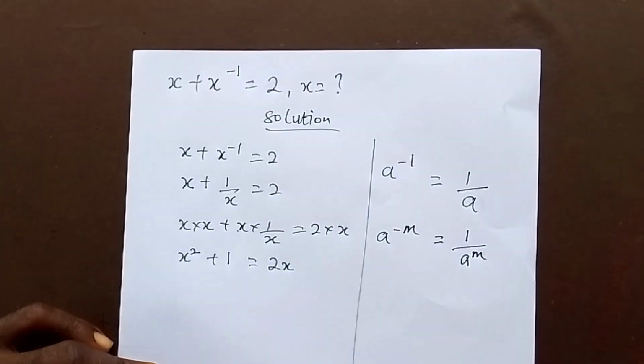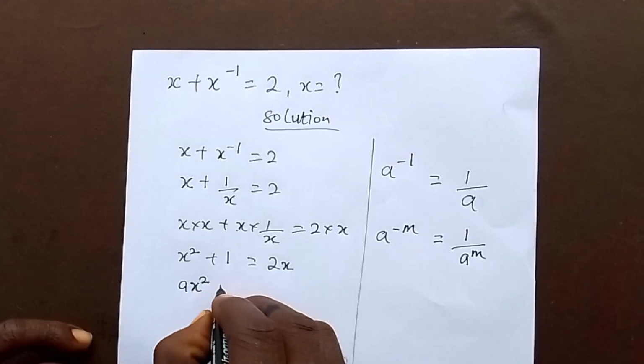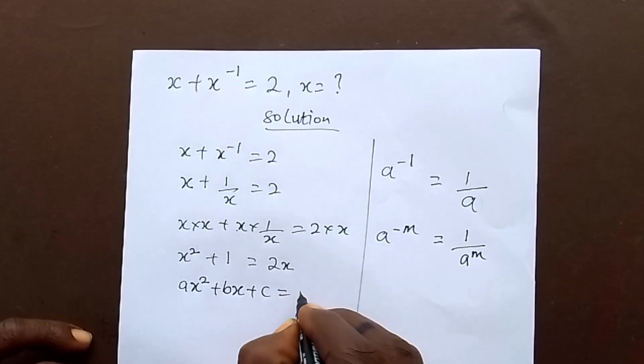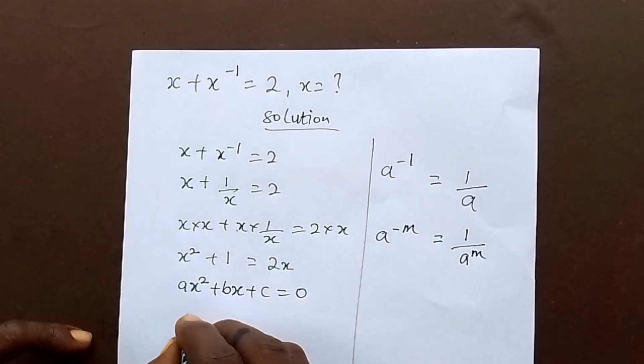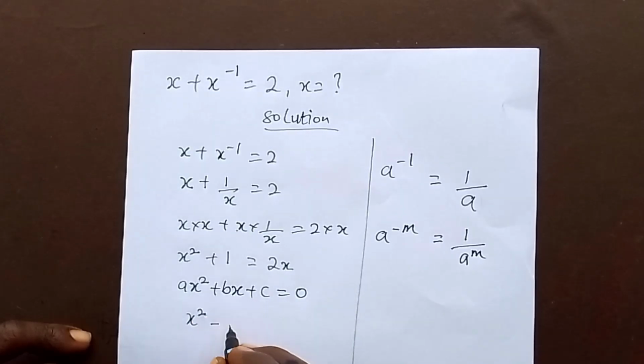Now looking at this, we are having an equation which is of the form ax squared plus bx plus c is equal to 0, which is called the quadratic equation. Therefore, we arrange this equation in this form, which is now x squared. This 2x will come as minus 2x plus 1 is equal to 0.